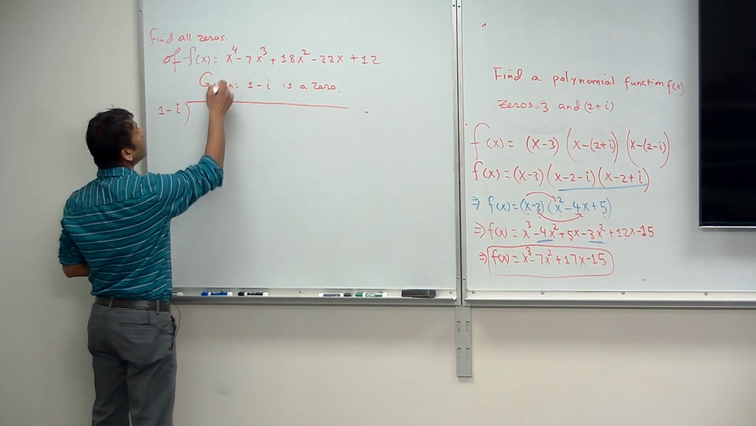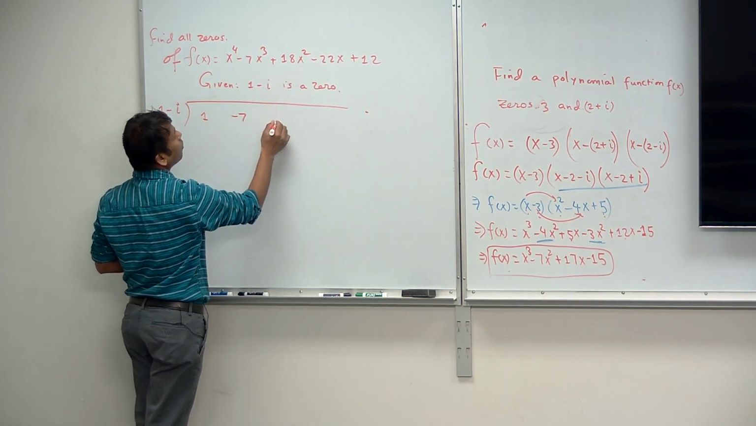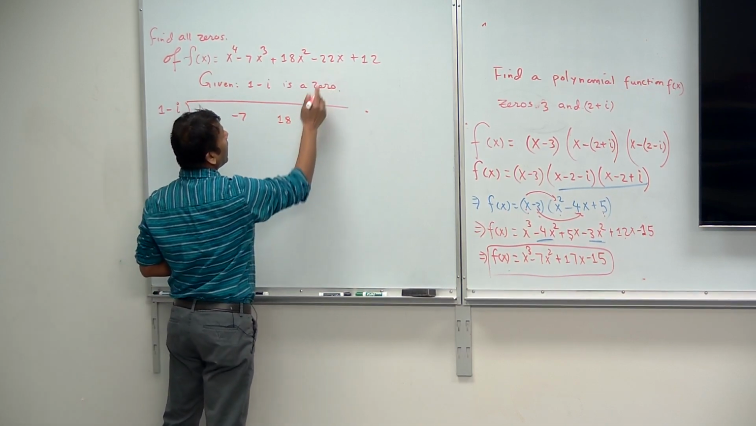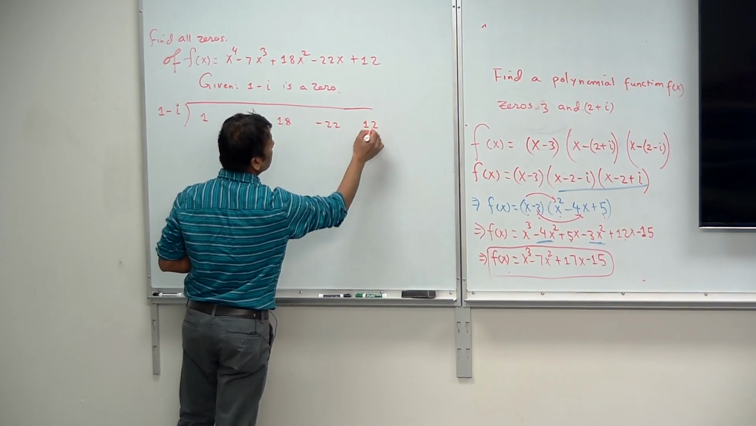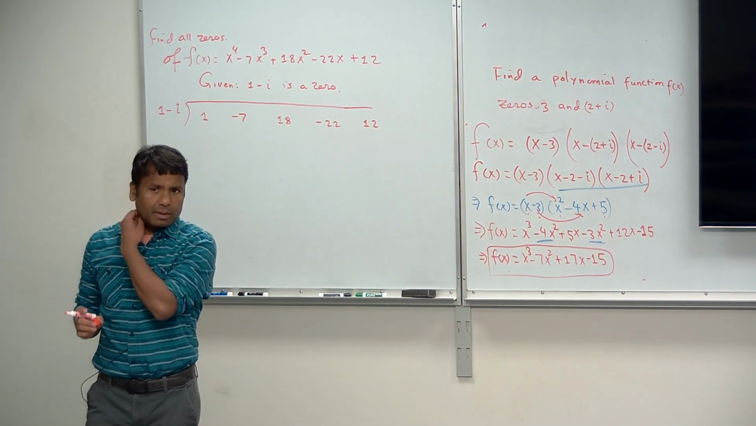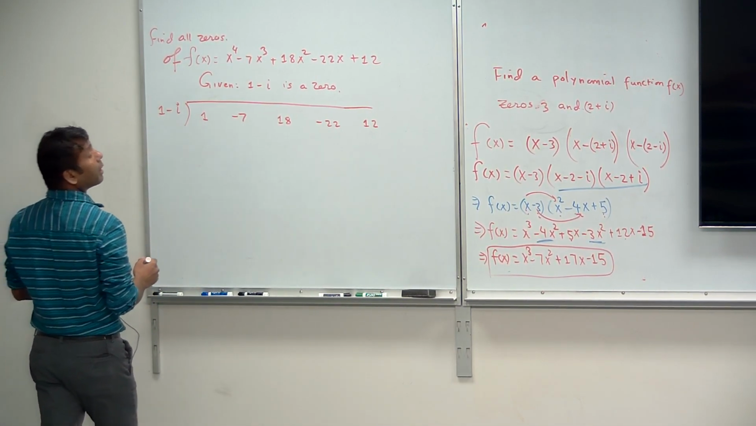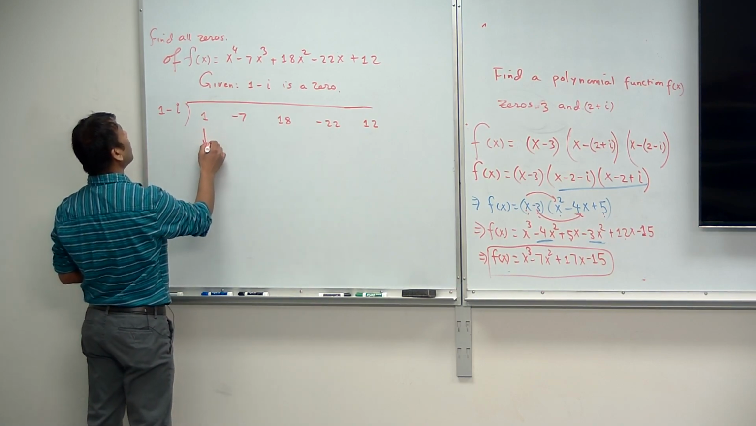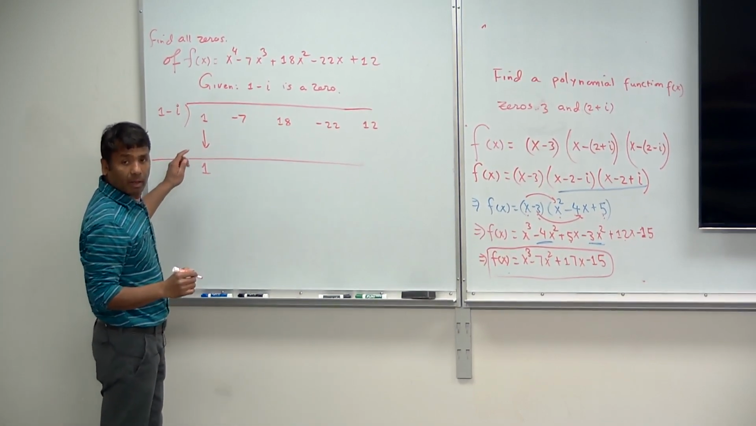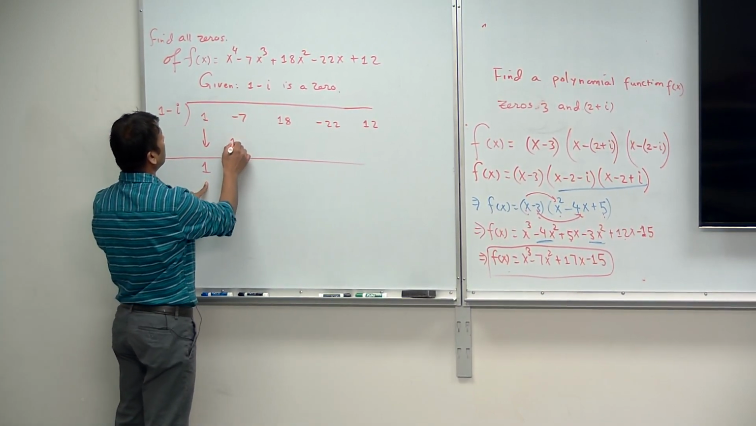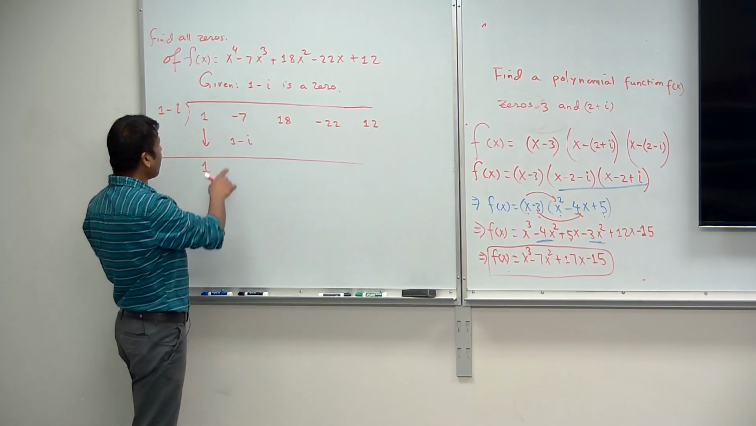So what is the coefficient of x to the power 4? 1, x cubed, negative 7, x squared, 18, x, negative 22, and the constant term is 12. That makes sense? So now, 1, negative 7, 18, negative 22, 12. You bring down the first coefficient, so this is 1, okay? Right? 1 minus i times 1 is 1 minus i. Right? Combine them.